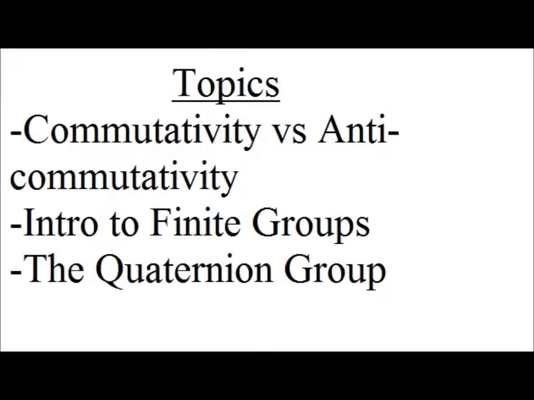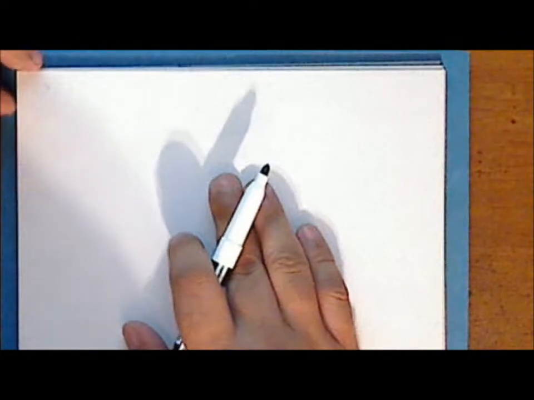Welcome to the 12th lecture in abstract algebra. The topics that we'll explore in this lecture include commutativity versus anti-commutativity, an introduction to finite groups, and the quaternion group. Okay, so we'll start with the definition of anti-commutativity.